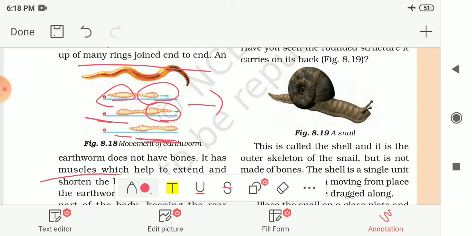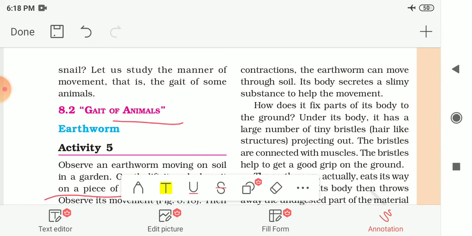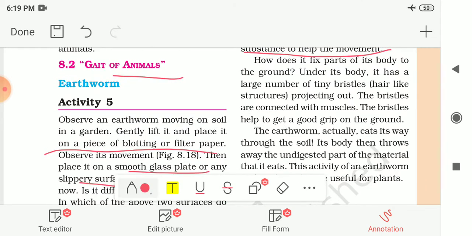This makes the earthworm move forward by a small distance, and by repeating such muscle expansions and contractions, the earthworm can move through the soil. The expansion and contraction of muscles of the earthworm makes the movement possible. To help this, its body also secretes a slimy substance, that means a sticky and wet substance, to help the movement. Now how does it fix parts of its body to the ground?